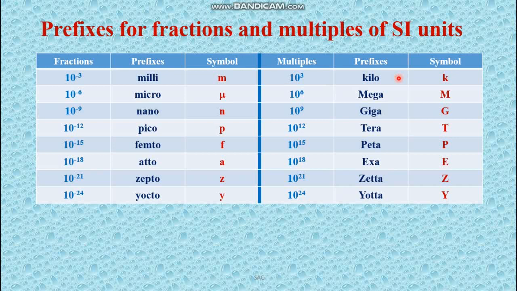Their corresponding symbols: only for kilo it is small letter k, but for others all are capital letters, such as for mega capital M, for giga capital G, for tera capital T, then peta capital P, exa capital E, zetta capital Z, and yotta capital Y. So the case sensitivity is very much important here. If you write capital PM instead of small pm, there will be an error of 10 to the power 27 times.